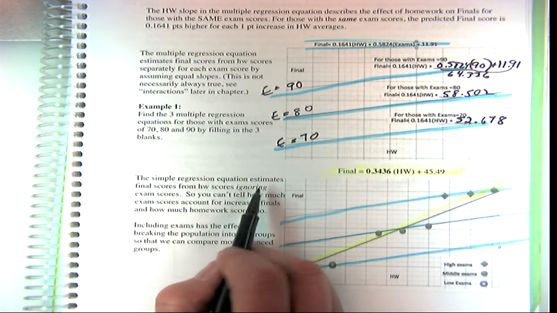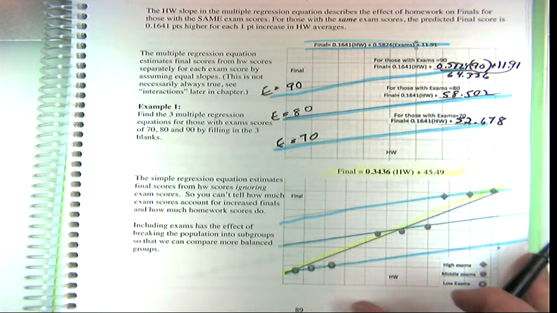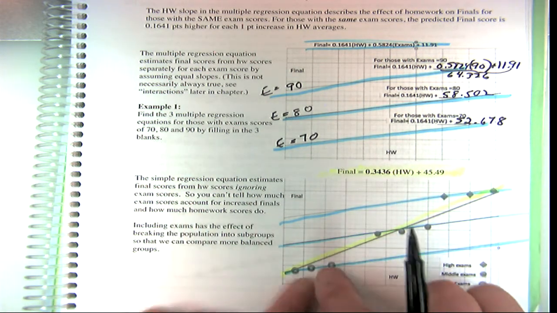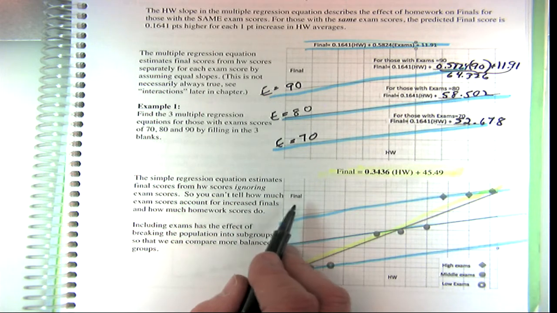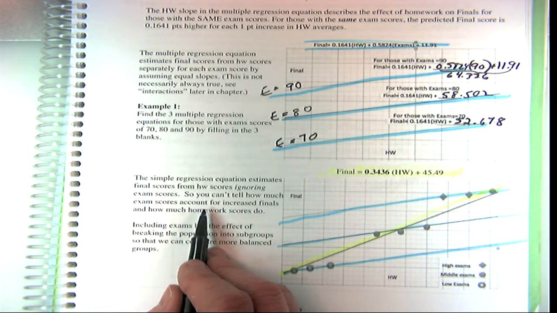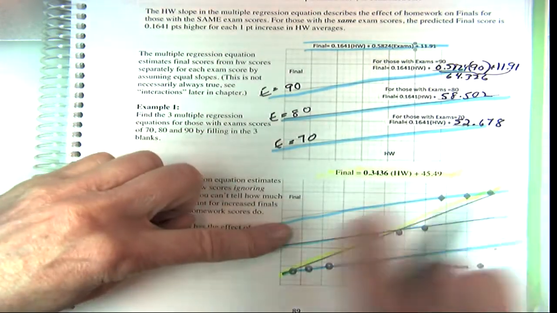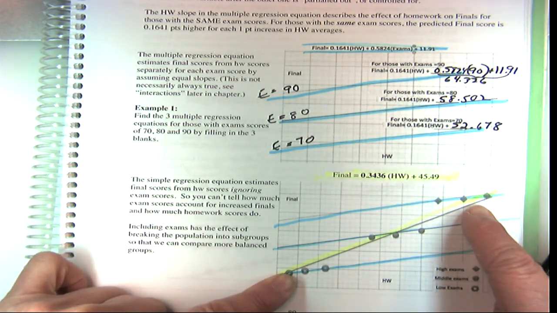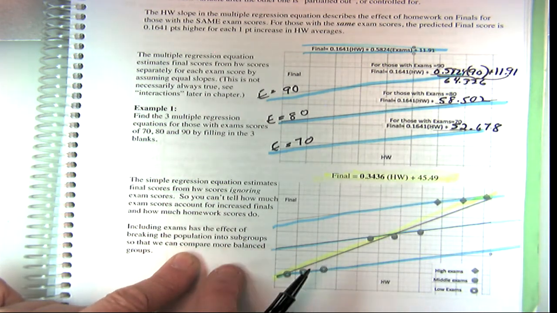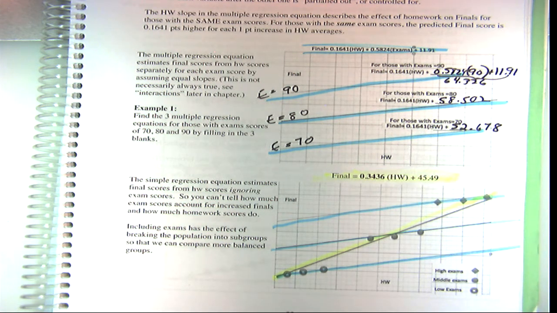Let's read it. The simple regression equation estimates final scores ignoring exam scores. It's not paying any attention to exam scores here. So if you just looked without the exam scores, you wouldn't see this. You'd see this. So you can't tell how much of the exam scores account for the increased finals and how much the homeworks do. The multiple regression takes it into account, but this doesn't. And that's why it has a stronger slope. Including exams has the effect of breaking the population into subgroups so we can compare more balanced groups. So that's the idea here. All right? Does that make sense?